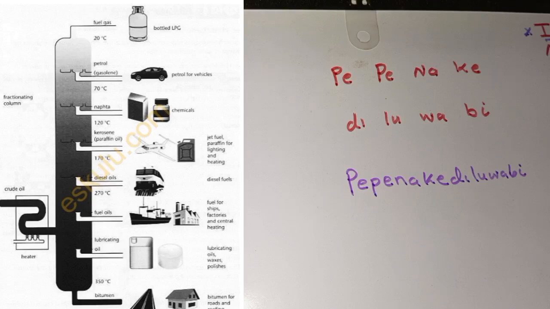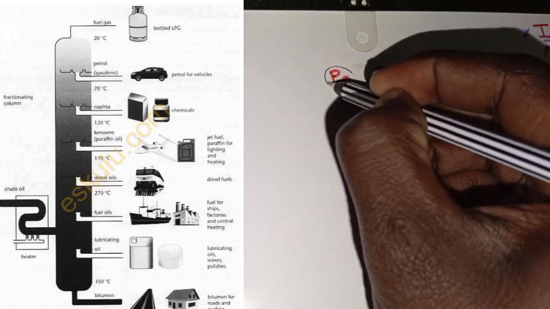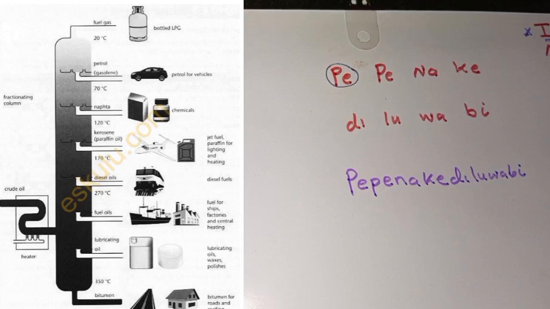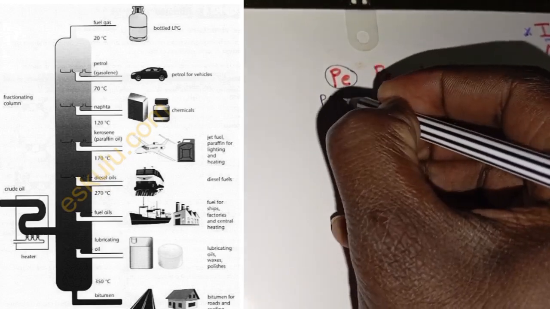As you can see from the diagram there, you have the first letter here, P, and it means petroleum gas.